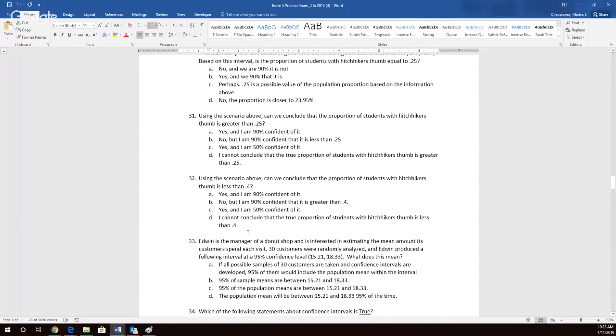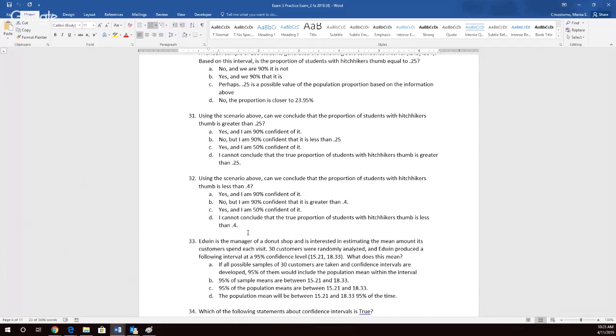So Edwin is the manager of a donut shop and is interested in estimating the mean amount its customers spend each visit. 30 customers were randomly analyzed, and Edwin produced the following interval at a 95% confidence interval. So 15.2 to 18.3. So what does this mean?